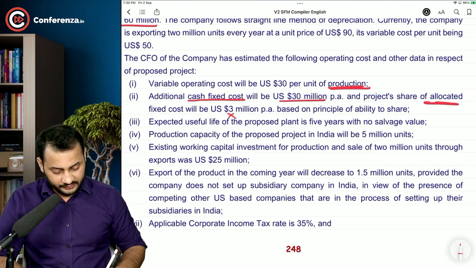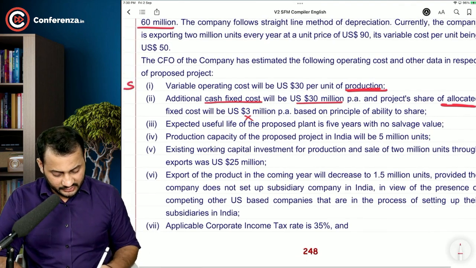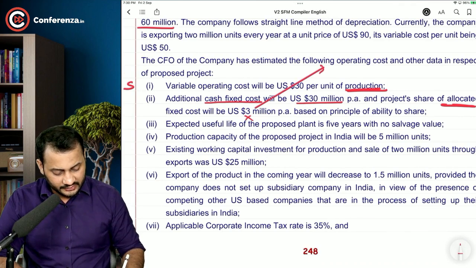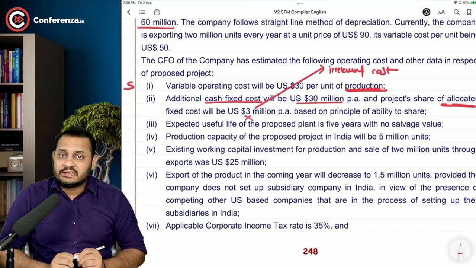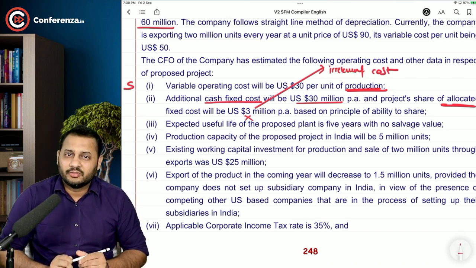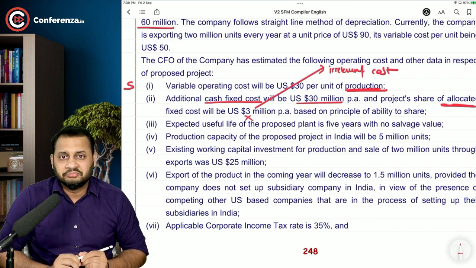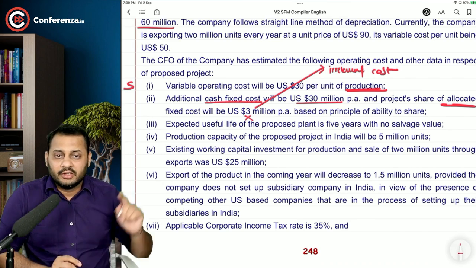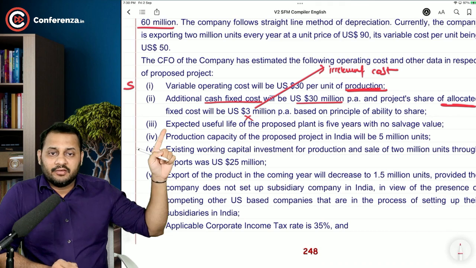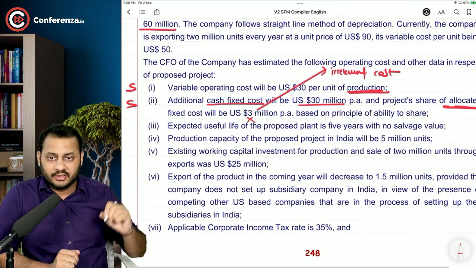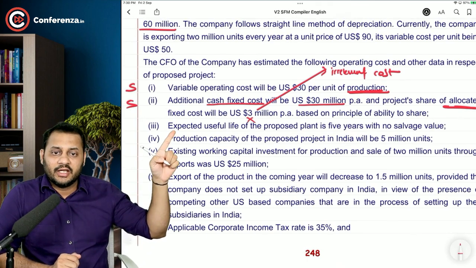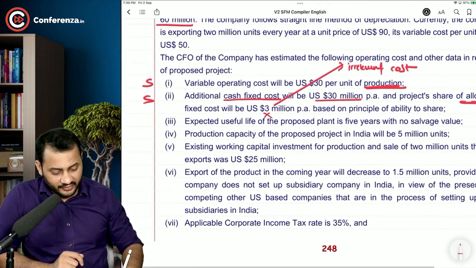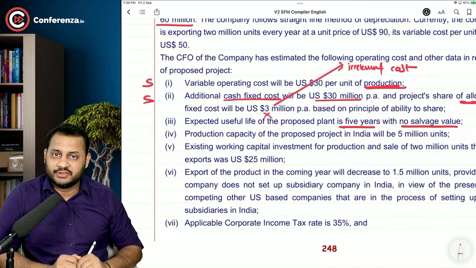So this will be irrelevant for the purpose. This is called irrelevant cost. You will learn about this in, I think you have already learned about this in inter-costing. Expected useful life, this is also related to the subsidiary. Expected useful life of the proposed plant is 5 years with no salvage value.